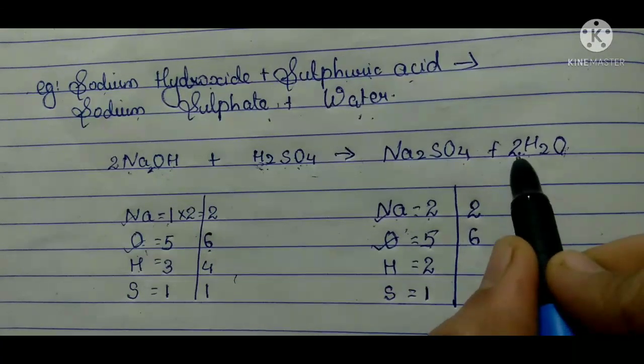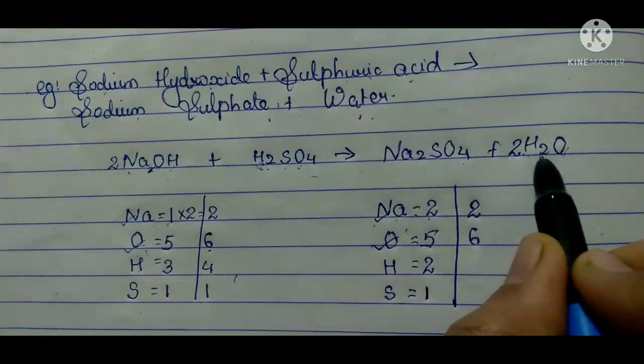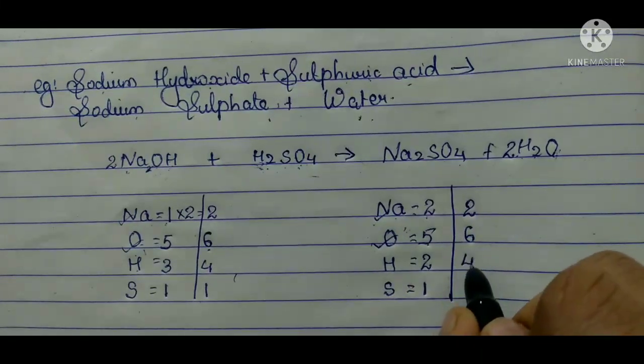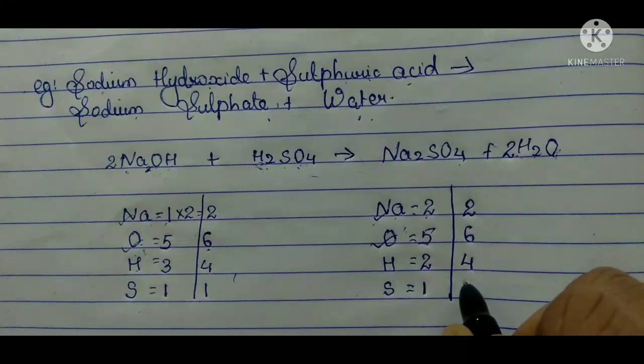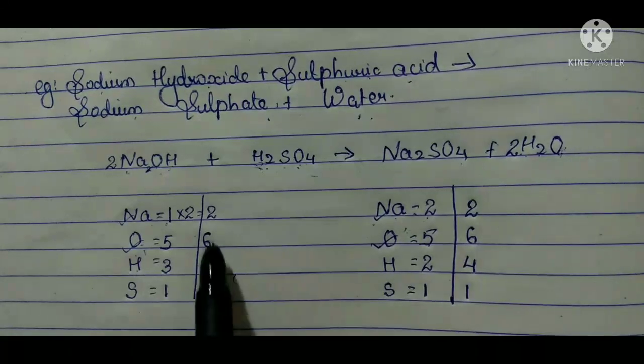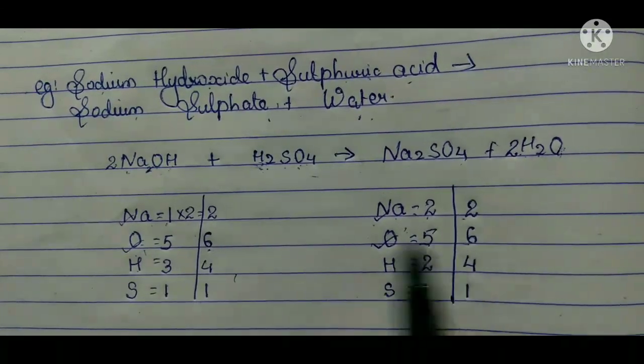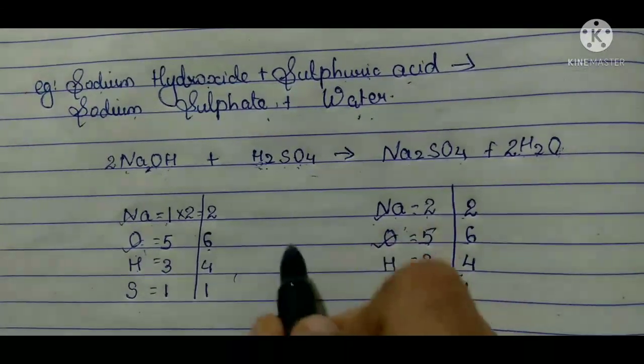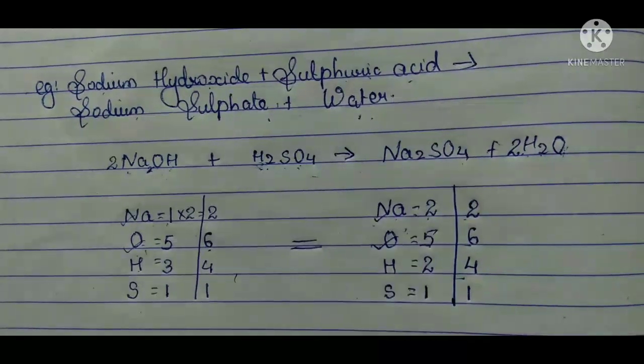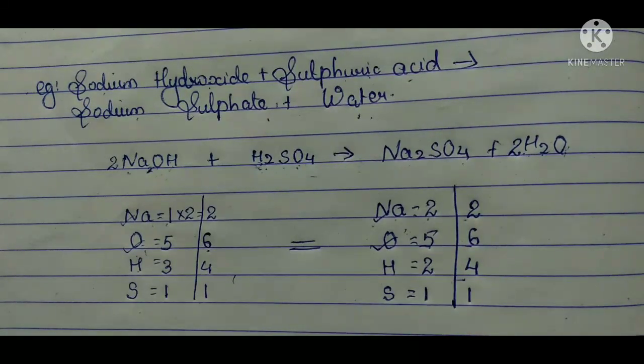Check for hydrogen. How many hydrogen is present? 2 multiplied by 2. Hydrogen is 4. No change in sulfur. Sulfur is 1. Check: 2 and 2, 6 and 6, 4 and 4, 1 and 1. Now your equation is balanced. Okay. So let me take one more example.